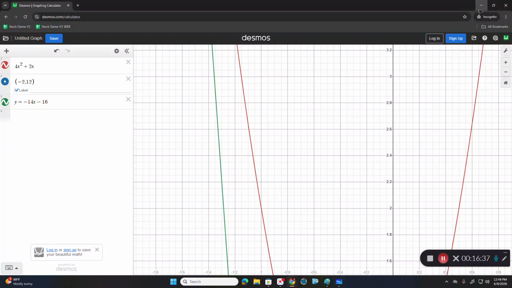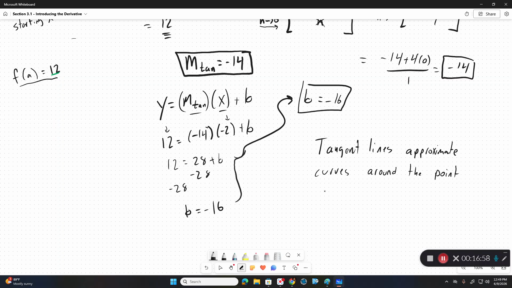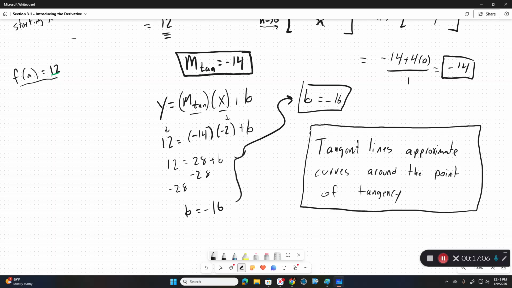And so that's a really important idea that I just want to write down, and I want to make sure that we're all aware of it. Tangent lines approximate curves around the point of tangency. That's an important aspect of these tangent lines, is that they approximate these curves.